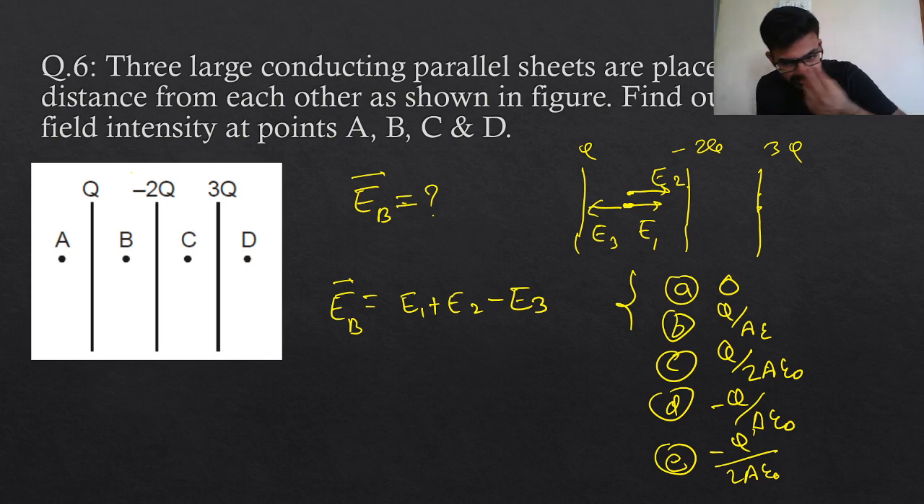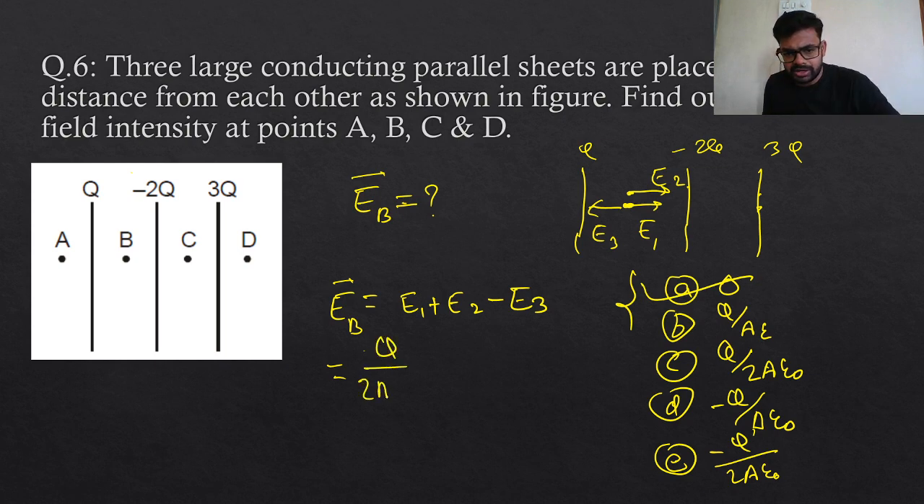I think you have done right. The answer is A for apple, 0. How? E1 is in the positive direction, so I will write Q upon 2 epsilon naught. E2, because of minus 2Q, is also towards the positive direction, so it will also be positive: 2Q upon 2 epsilon naught.